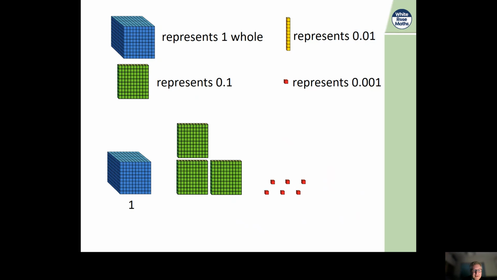One, 3, and 6. So 6 thousandths. So if you look at the key up here, we don't have anything representing the hundredths. So how do we write that?